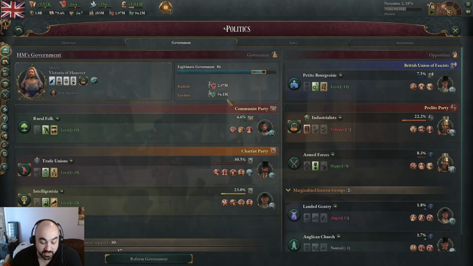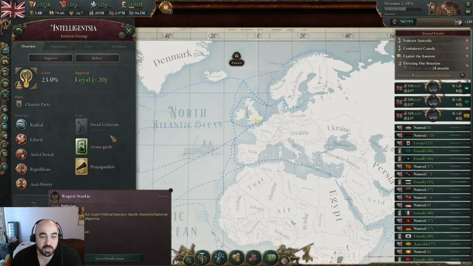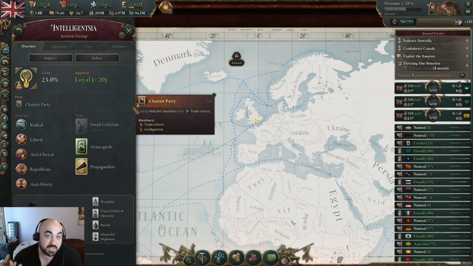In third place, we have the Intelligentsia, who is second place theoretically, but practically speaking, we put them into third place because the Industrialists play such an important part in terms of reforming in the early to mid game.